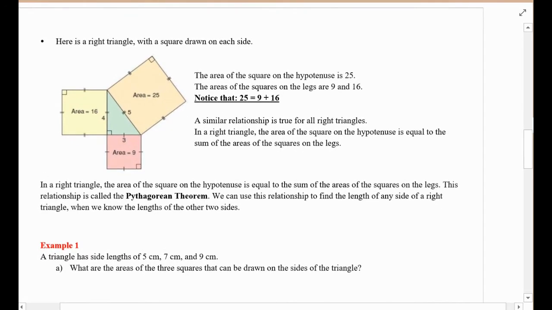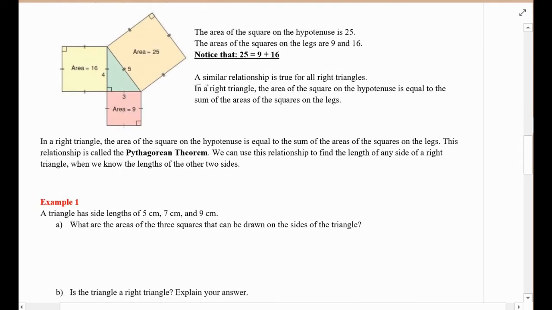Okay, here's the summary. The area of the square on the hypotenuse is 25, and the areas of the squares on the legs are 9 and 16. When you add 9 and 16, it becomes 25.